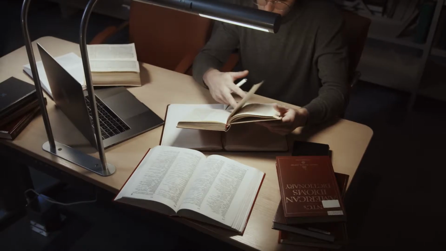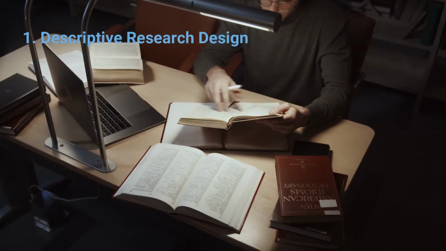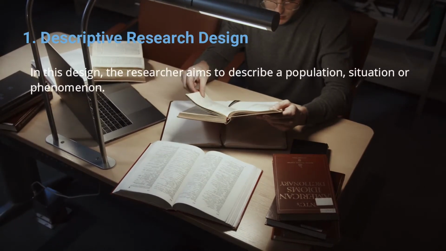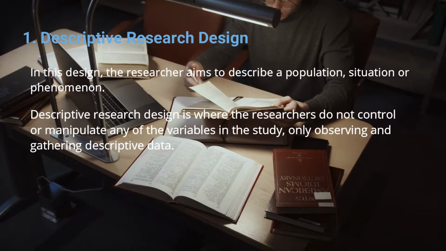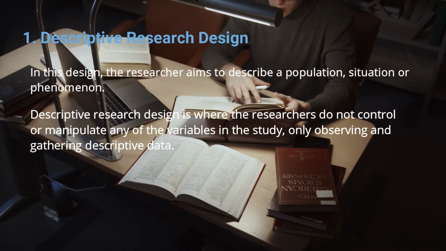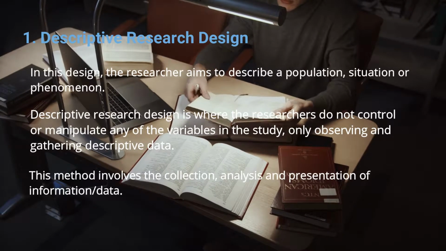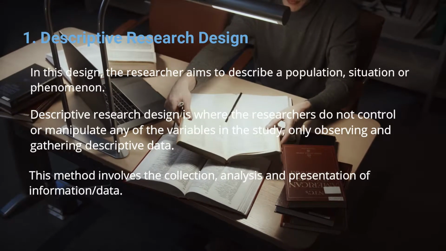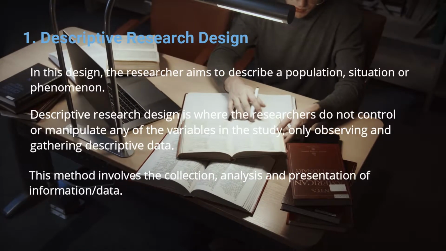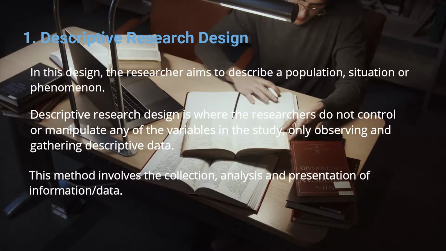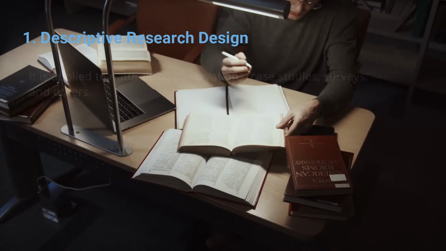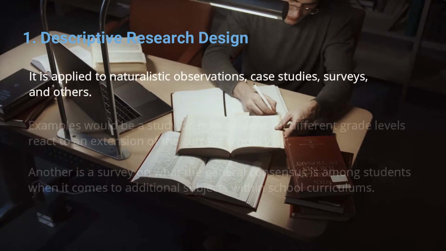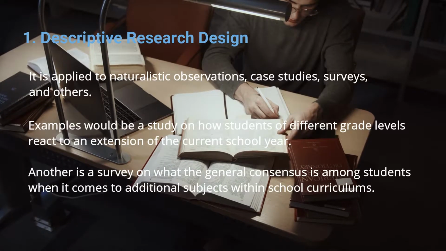In this design, the researcher aims to describe a population, situation, or phenomenon. Descriptive research design is where the researchers do not control or manipulate any of the variables in the study, only observing and gathering descriptive data. This method involves the collection, analysis, and presentation of gathered data. It is applied to naturalistic observations, case studies, surveys, and others.